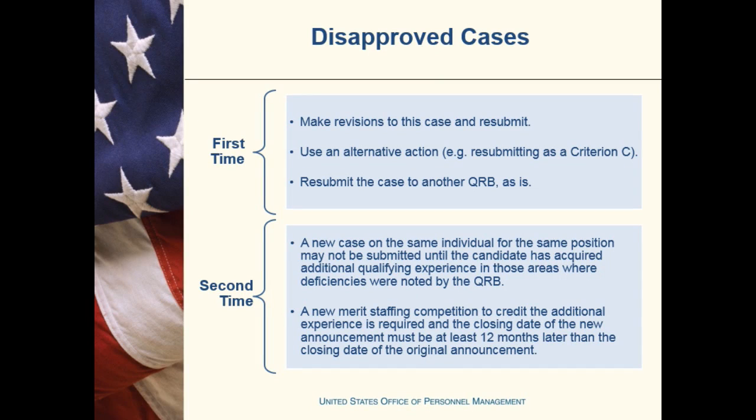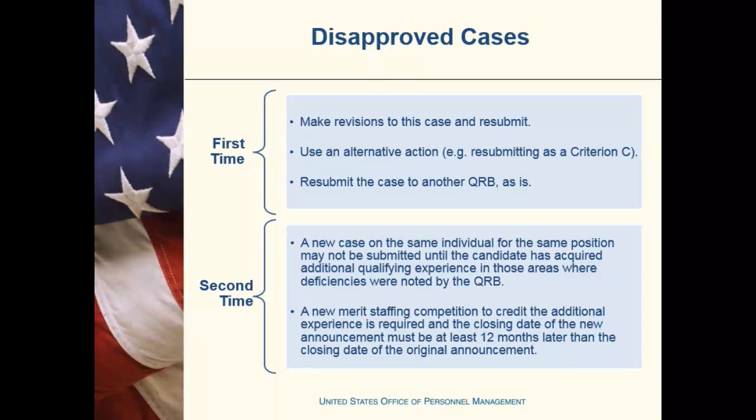For disapproved cases, OPM gives agencies 3 options. They can make revisions to the case and resubmit it based on feedback, specific feedback by the QRB members. They can utilize an alternative action such as a criterion C if they determine that their candidates possess special and unique qualities, or they can resubmit the case as is to another QRB.